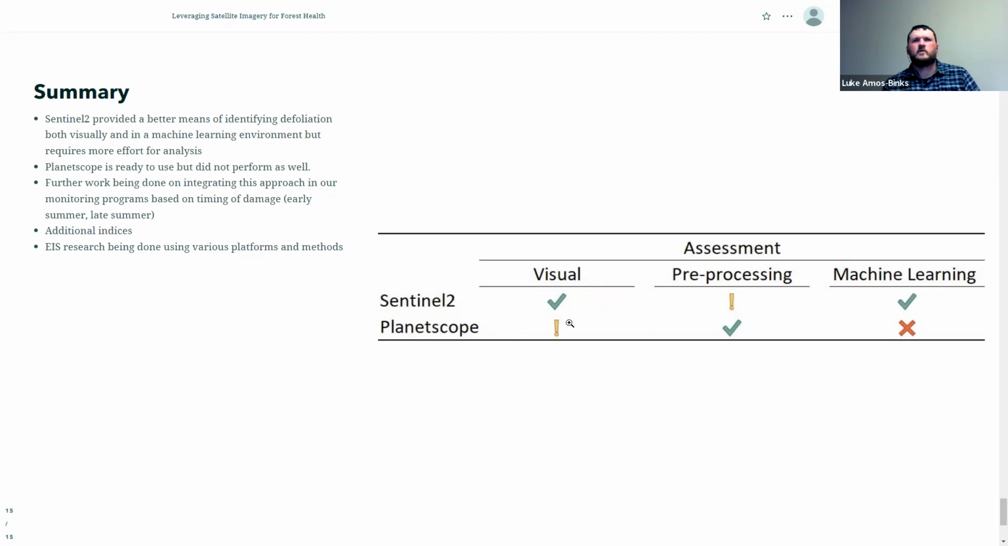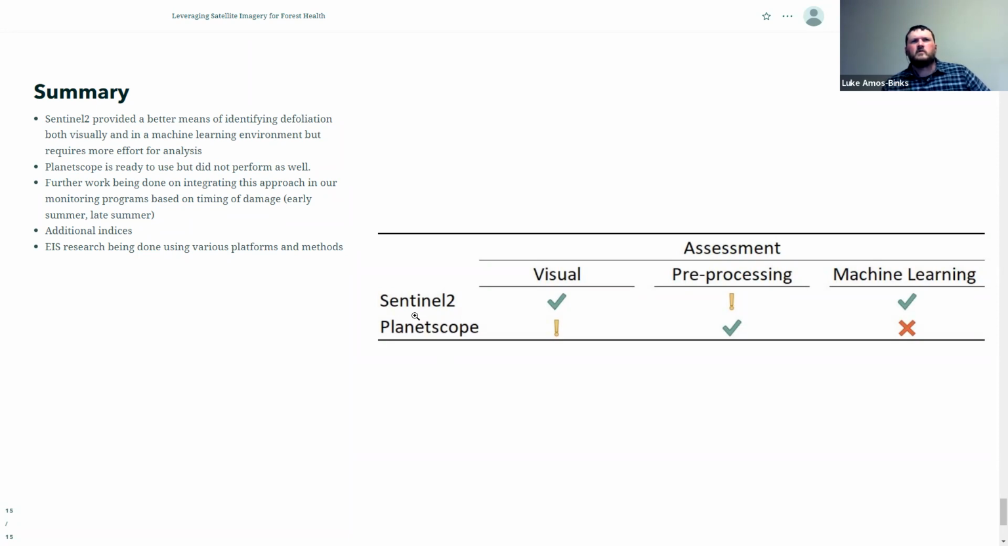Planet Scope was a little tougher to see the visual defoliation. It comes as a relatively ready-to-use mosaic that's all stitched together, but we weren't able to produce a classification model on it. It also costs money to purchase, so we don't think we'll be moving forward with Planet Scope. But Sentinel-2 seemed to be a pretty good product for our use.